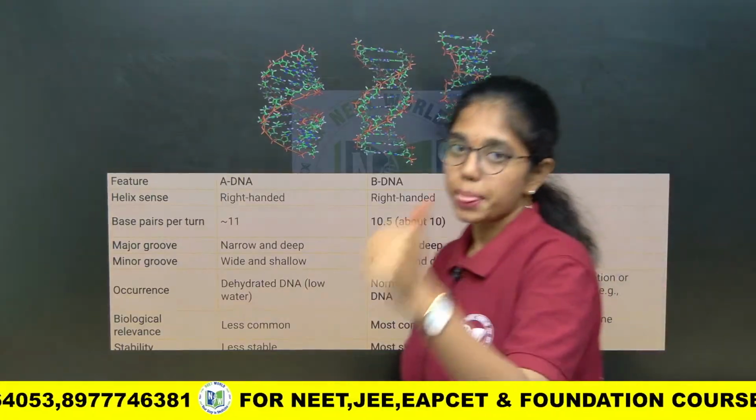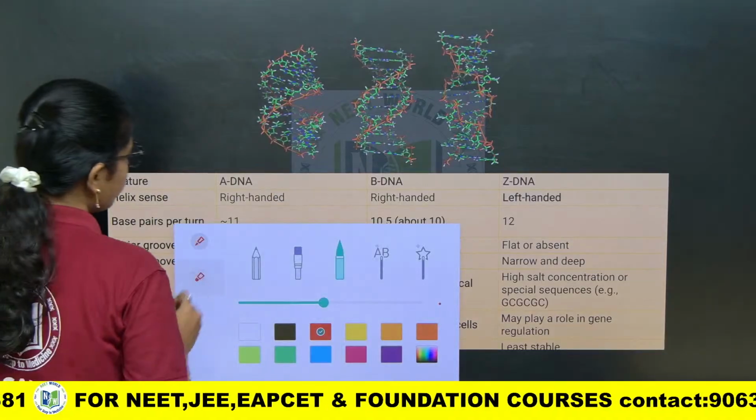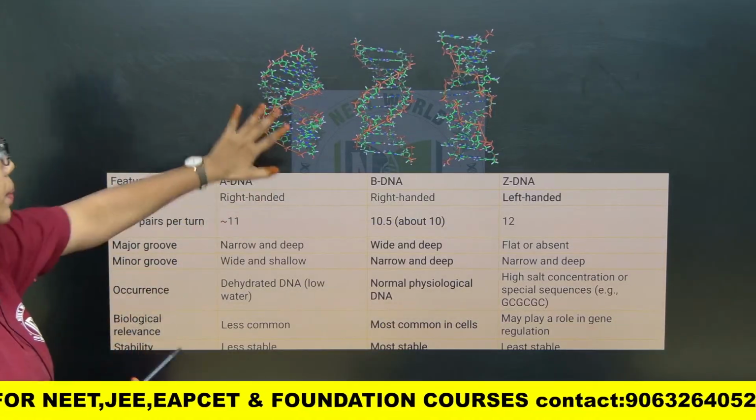Now, after learning the Watson and Crick model more clearly, let us look into the 3 forms of DNA, that is A form DNA, B DNA and Z DNA. A DNA, if we look into the helix turn, will be right handed.